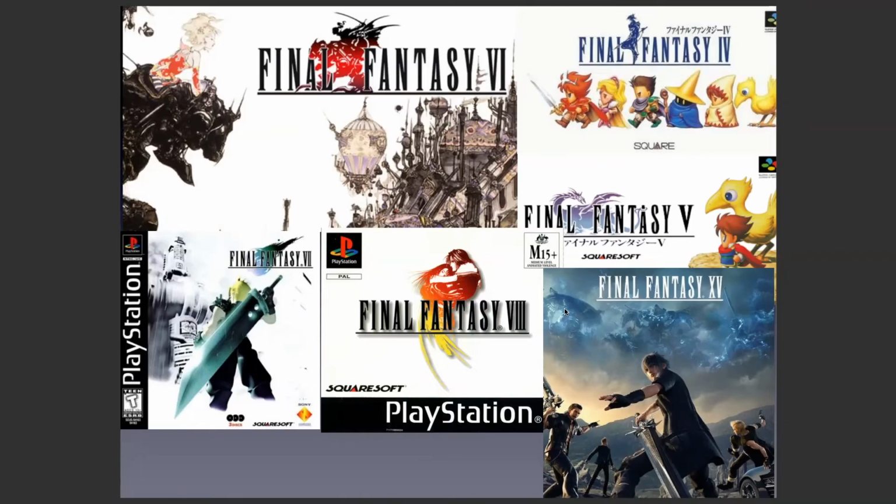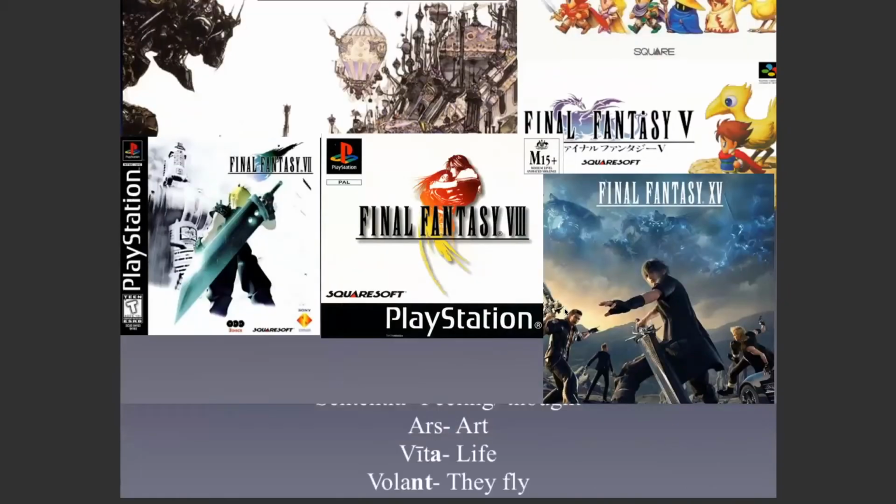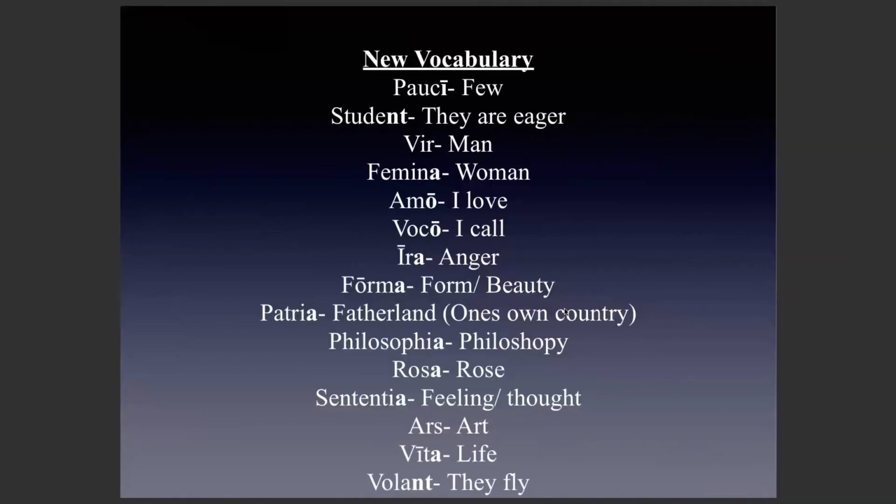All right. Let's look at some of the vocabulary. We'll run through these again, right? And then we'll do a little bit more sentences before things wrap up eventually. Okay, pauci, few, right? Remember, pay attention to this i, right? We'll get to what that is all doing eventually. Student, they are eager. Now notice the NT, right?